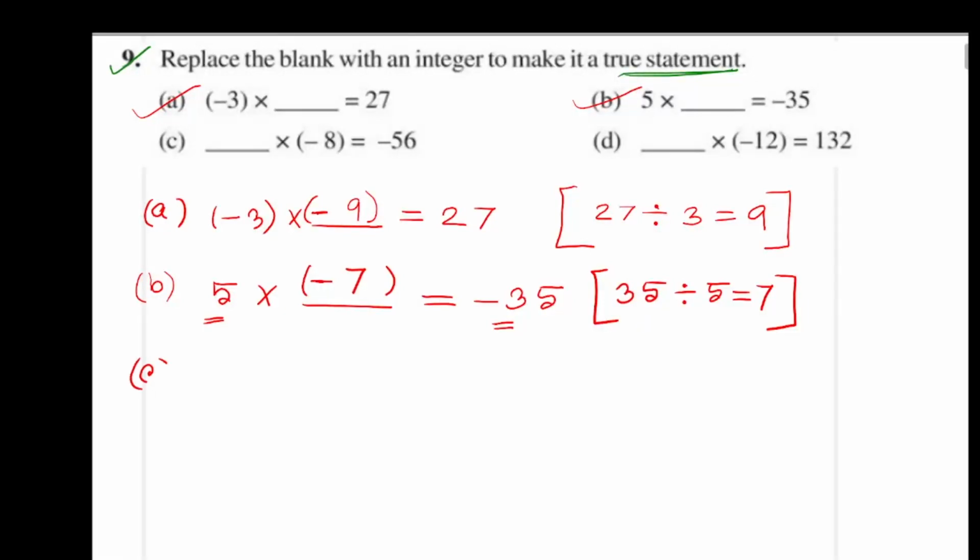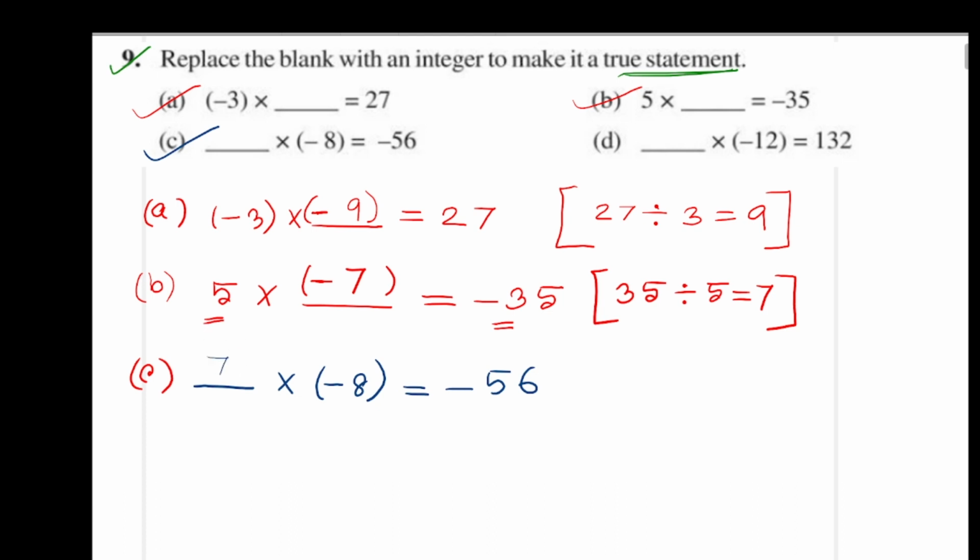Question number C. What number do you have to multiply with minus 8 so that it becomes minus 56? So this number becomes positive, then only after multiplying we will get negative, because this is negative. So 56 divided by 8, it is 7.